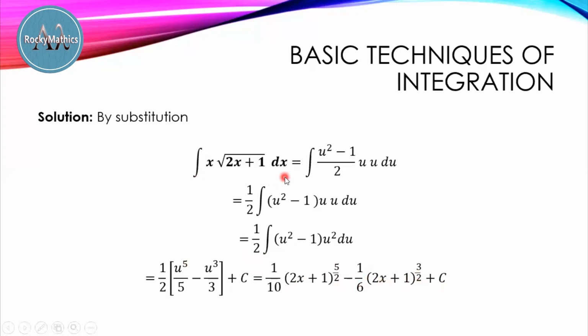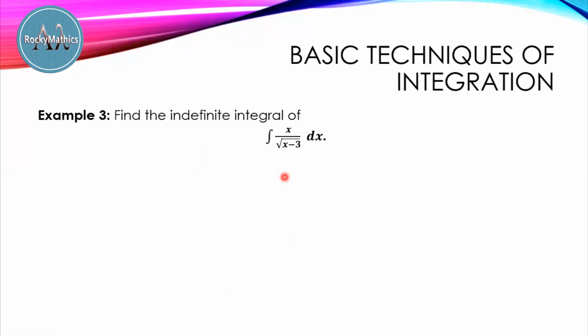Okay? So example 3, find the indefinite integral of this problem. So again, we still choose our u. What would be our u? In this example, we choose our u to be the expression in the denominator. So this is our u, which is equal to the square root of x minus 3. And again, this is equal to the quantity x minus 3 raised to 1/2.